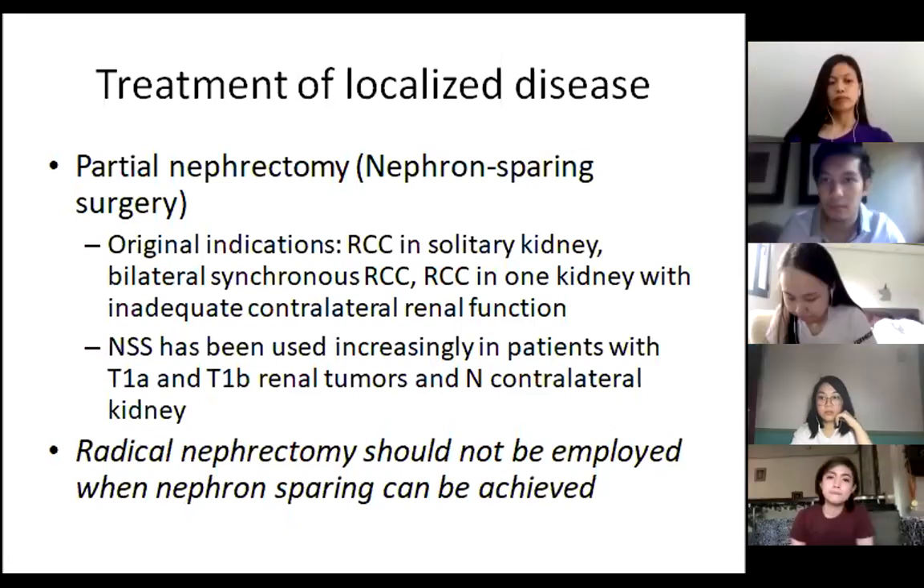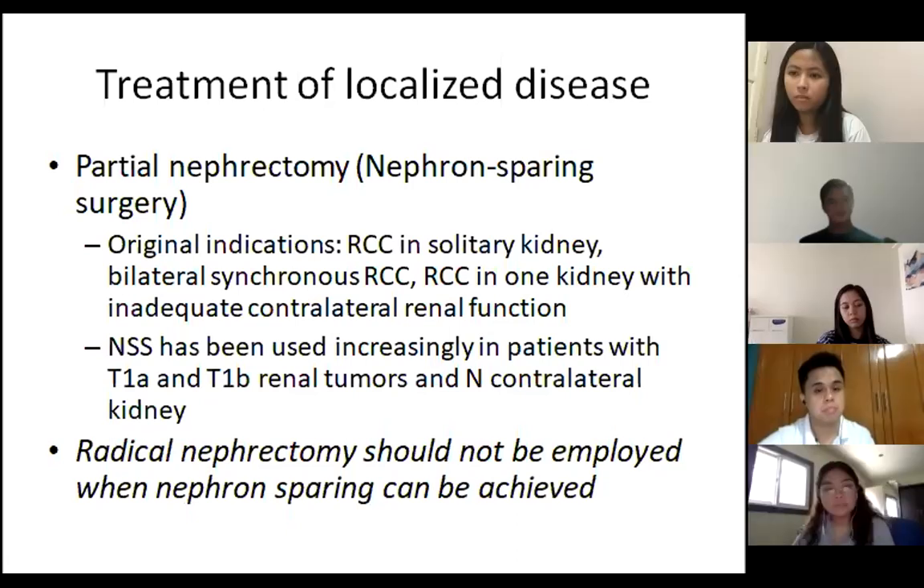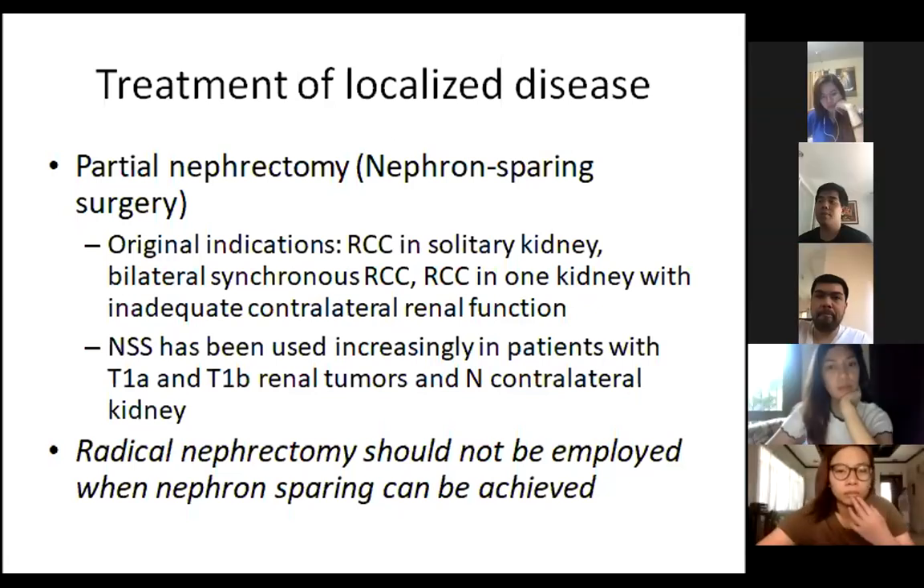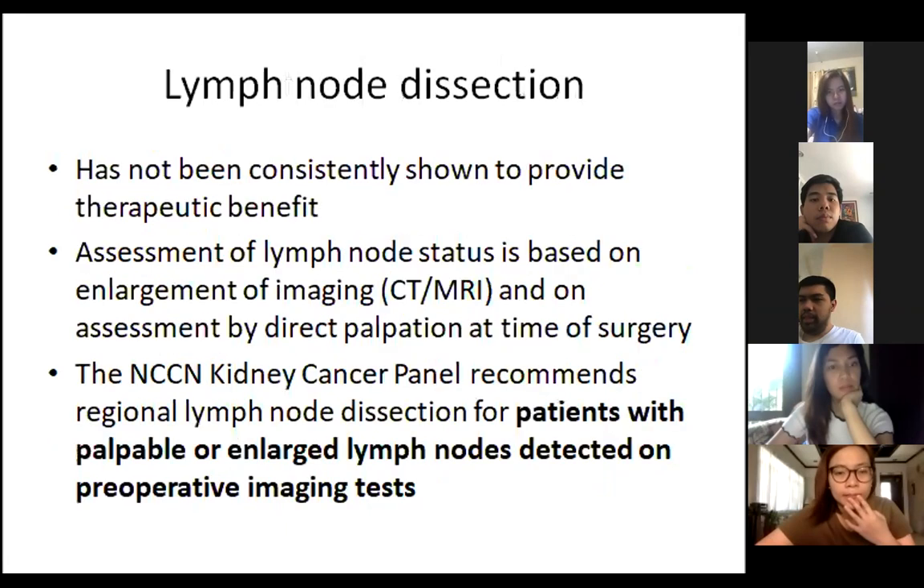So, radical nephrectomy should not be employed when nephron-sparing surgery can be achieved. The goals of nephron-sparing surgery should be optimal loco-regional tumor control while minimizing ischemia time to ideally less than 30 minutes. However, in some patients with localized RCC, nephron-sparing surgery may not be suitable due to locally advanced tumor growth or unfavorable location.